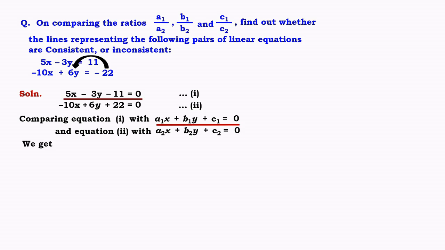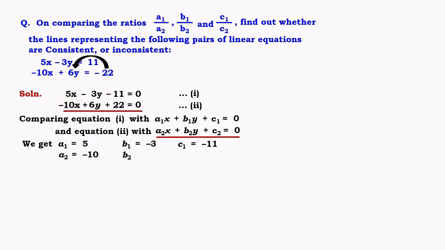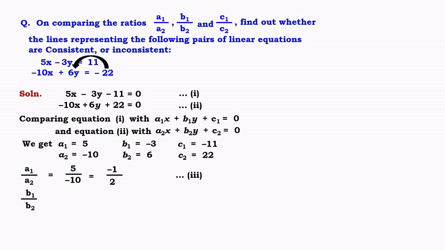Now, compare the coefficients. From the first equation, a1 is 5, b1 is minus 3, and c1 is minus 11. From the second equation, a2 is minus 10, b2 is 6, and c2 is 22. Now, let us compare the ratios. a1 by a2 is 5 by minus 10, which is minus 1 by 2. b1 by b2 is minus 3 by 6, which is also minus 1 by 2. c1 by c2 is minus 11 by 22, which is again minus 1 by 2.